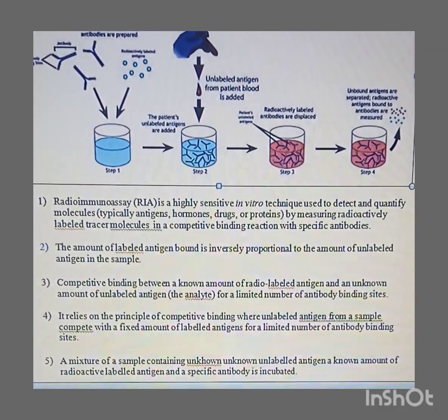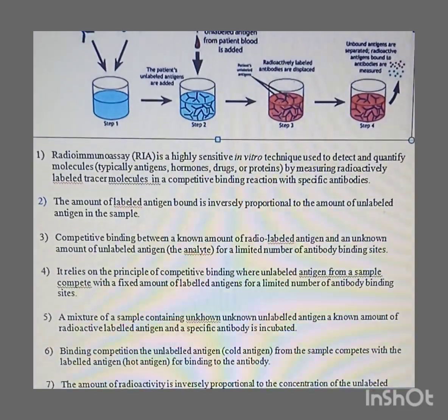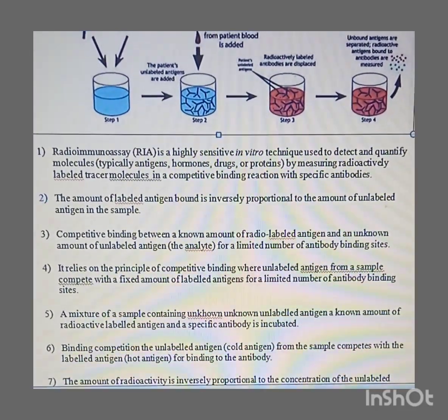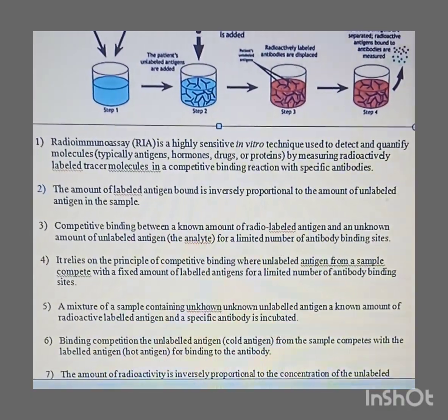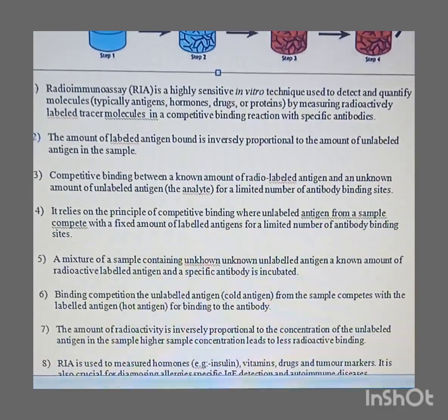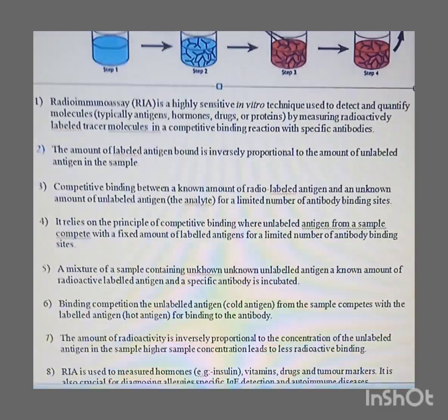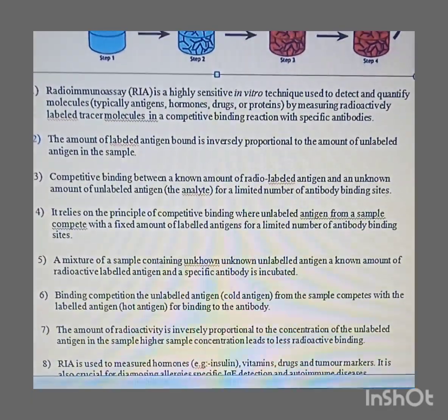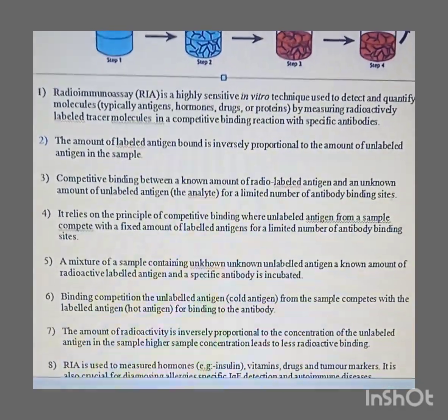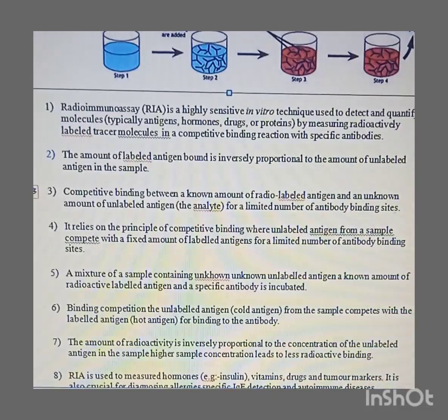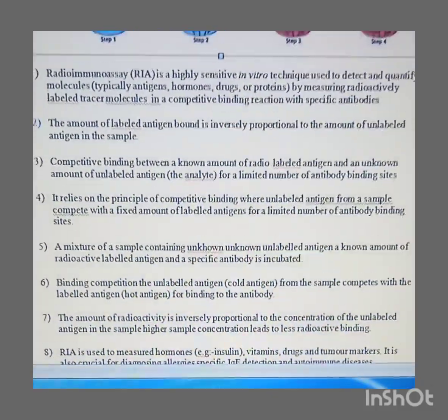Then a mixture of the sample containing unknown unlabeled antigen, a known amount of the radioactive labeled antigen and a specific antibody is incubated. Binding competition occurs with the unlabeled antigen. Unlabeled antigen, also called cold antigen, from a sample competes with the labeled antigen, the hot antigen, for binding to the antibody. It is a competition between unlabeled and labeled antigens for binding of the antibodies.